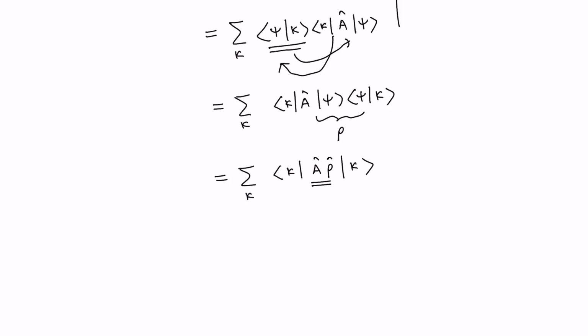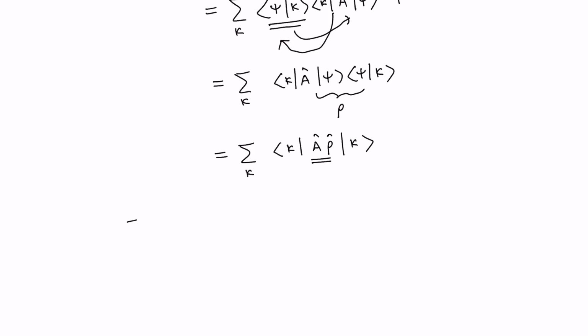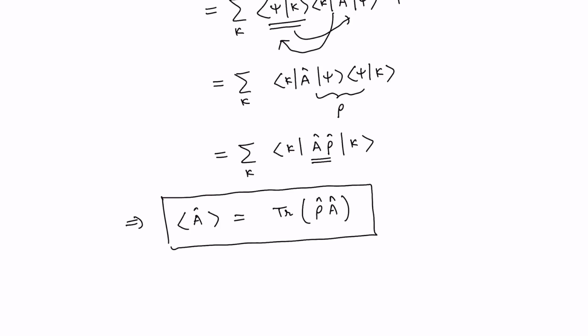That means I am just summing up over the diagonal elements. Therefore, the expectation value of A is equal to the trace of rho A. I can write it this way also, rho A or A rho, it doesn't matter. So the expectation value of operator A is simply given by taking the trace of the product of the density matrix and the matrix form of the operator.